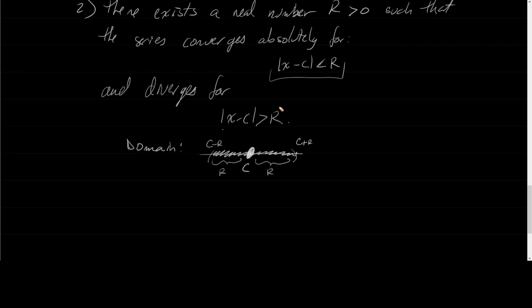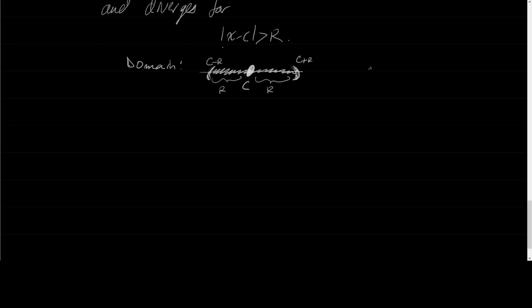Over here, it diverges for everything outside of that interval. Noticing here that this is an open interval because of the strictly less than. We'll talk about what can happen at the endpoints later. But here what we're saying is that definitely inside everything there, it converges, and outside over here, it diverges. So in here we would say that the domain would be from c minus r to c plus r. All right.